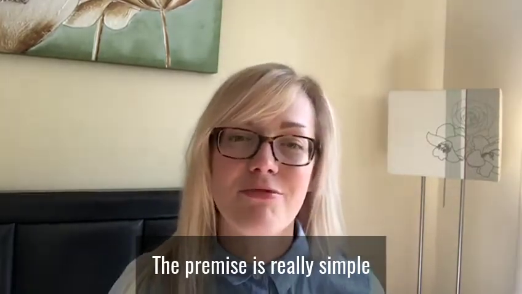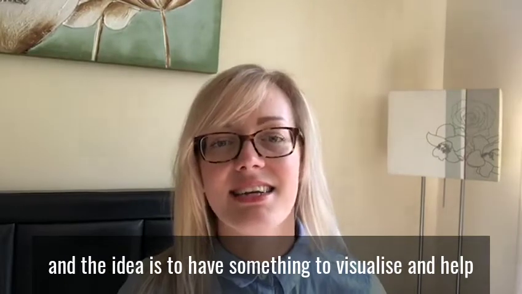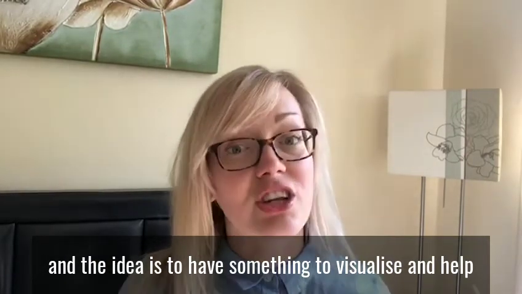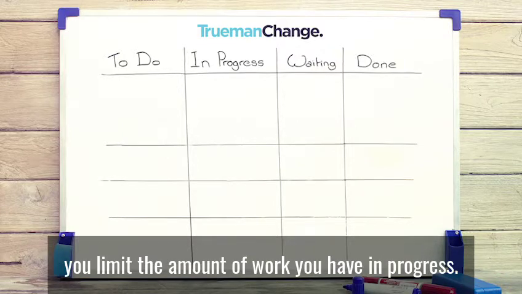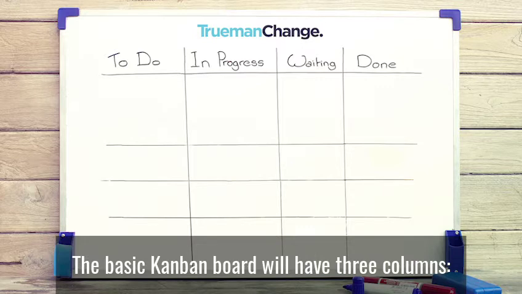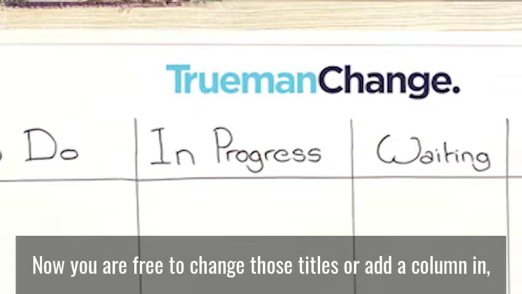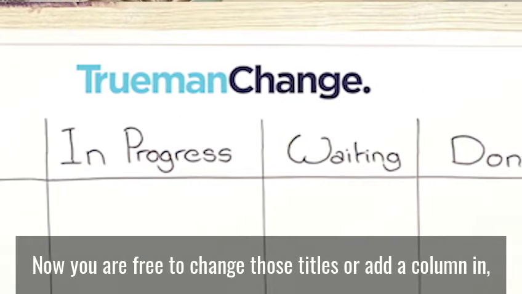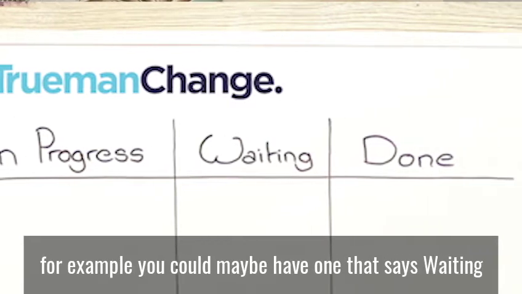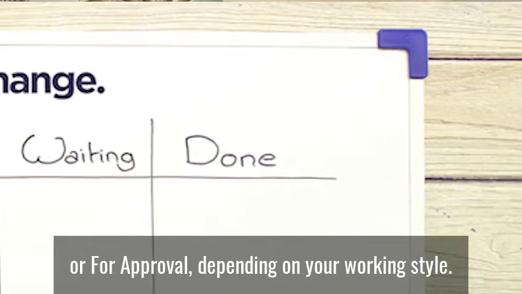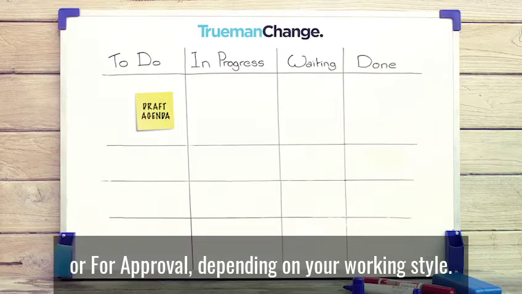The premise is really simple, and the idea is to have something to visualize and help you limit the amount of work you have in progress. The basic Kanban board will have 3 columns: to do, doing and done. Now you are free to change those titles or add a column in. For example, you could maybe have one that says waiting or for approval, depending on your working style.